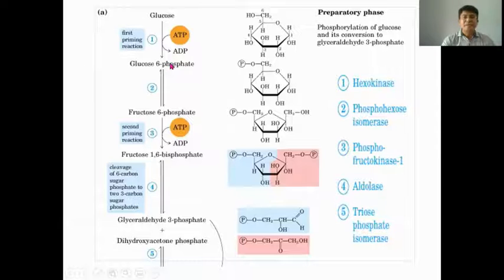Glucose 6-phosphate is converted into fructose 6-phosphate by phosphohexose isomerase enzyme. Fructose 6-phosphate is then converted into fructose 1,6-bisphosphate by phosphofructokinase enzyme, which is one of the key enzymes of this pathway. Fructose 1,6-bisphosphate is then converted into glyceraldehyde 3-phosphate and dihydroxyacetone phosphate. So this splitting of fructose 1,6-bisphosphate is carried out by aldolase enzyme.